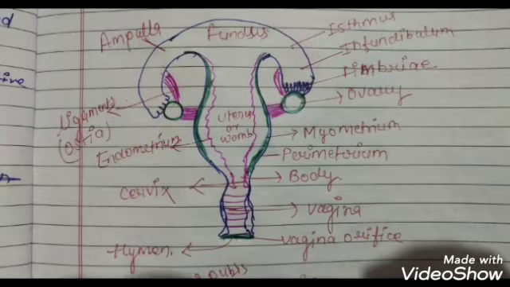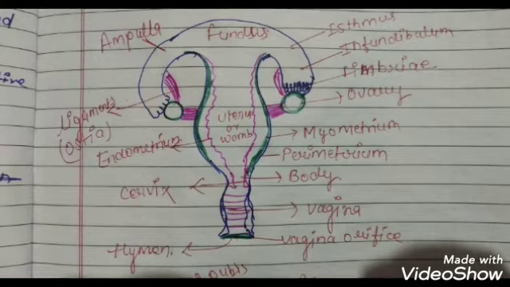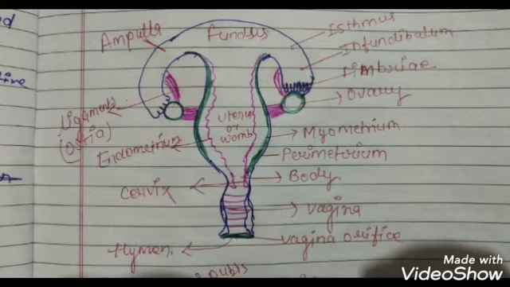If you look at the figure, there is a bulged part after the oviduct, or the fallopian tube. That bulged part is called the fundus. Just above the cervix, the body is present. That part is called the body.